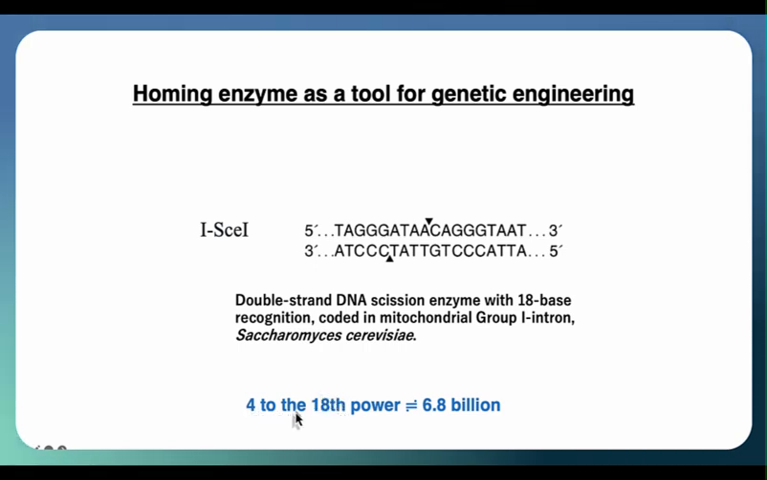Since 4 to the power of 18 is about 68 billion, a simple probability calculation suggests that such a sequence would appear only once in 68 billion base pairs. Considering that the human genome is about 3 billion base pairs long, this demonstrates that it is an enzyme with extremely high specificity. Therefore, it is used in cases where there is a need to fragment the genome into very large pieces.